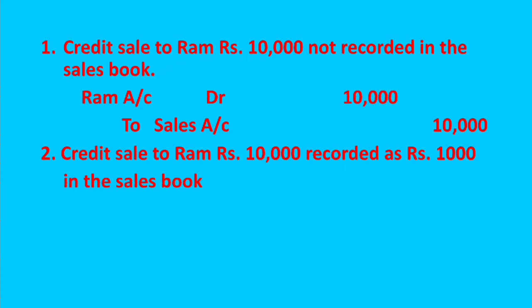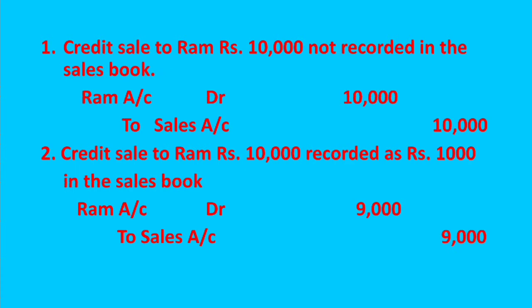Now we want to rectify it. We want to rectify the short debit in Ram's account and short credit in sales account. For that, we can debit Ram's account and credit sales account for the balance amount. Here the balance amount is 9,000. Then the rectification entry, Ram account debtor to sales account 9,000.